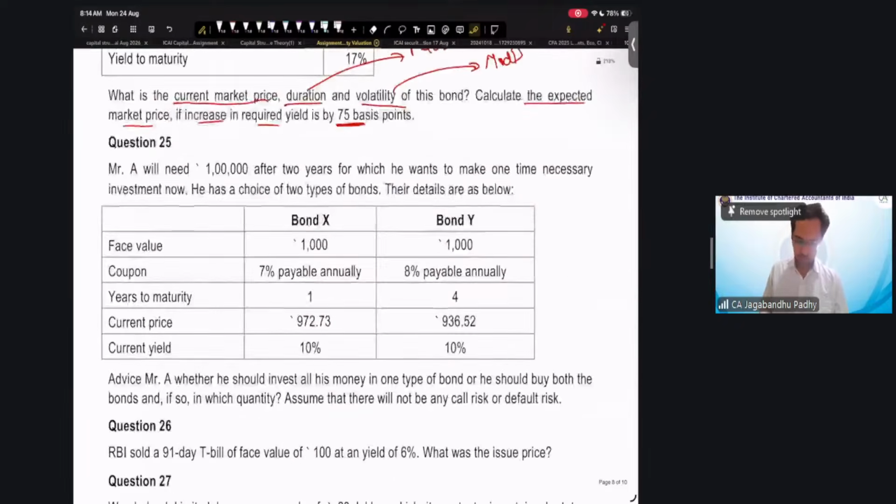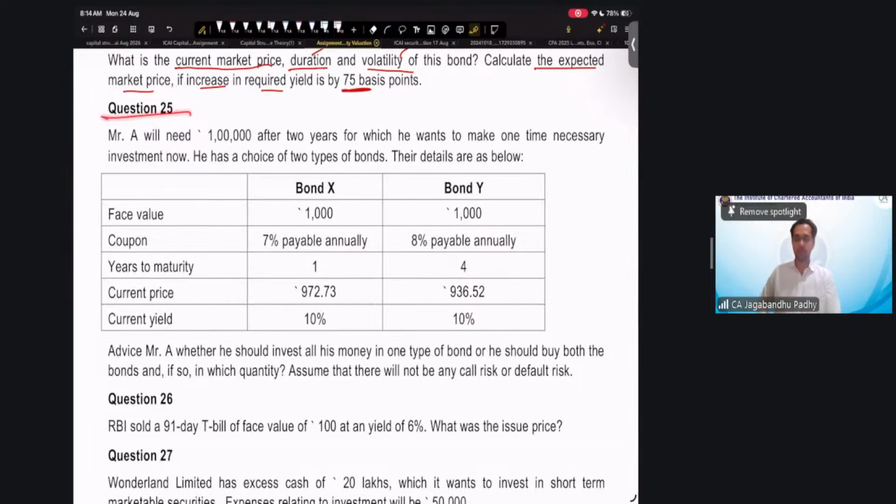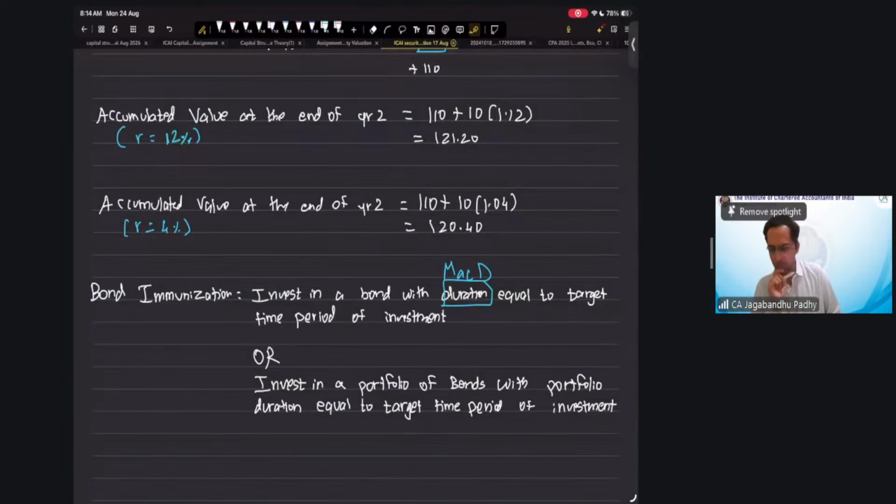So let's do this with the help of an example. This is what we have. Question number 25. This guy A needs 1 lakh after 2 years. We want a fixed value. Like if the reinvestment rate is 12%, still I should be able to realize the value, and even if the rate falls to 4%, I'll still realize the same amount. Because our concern is variation in the value. The value may reduce, and we don't want that to happen. We want certainty, so for that certainty we have this bond immunization strategy.